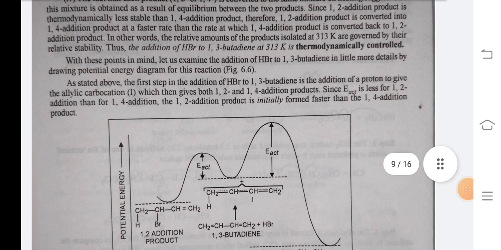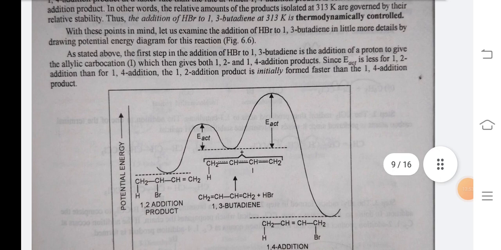With these points in mind, let us examine the addition of HBr to 1,3-butadiene in a little more detail by drawing a potential energy diagram. As stated above, the first step in the addition of HBr to 1,3-butadiene is the addition of a proton to give the allylic carbocation, which then gives both 1,2 and 1,4 addition products. Since E act is less for 1,2 addition than for 1,4 addition, the 1,2 addition product is initially formed faster than the 1,4 addition product.